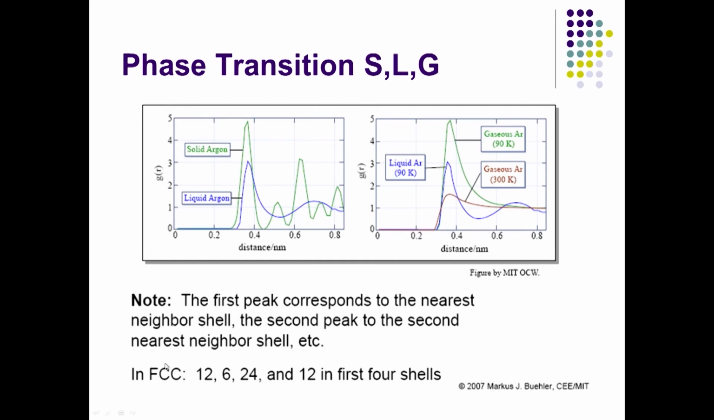If you look at FCC, it is 12, 6, 24 and 12 in the first 4 shells. That is represented here for FCC: 12 particles in the first shell, the second one is 6 particles, the third one is 24 particles. As you know, there is a broadening of the peak here, and the fourth one is 12 particles again. But as you go to the liquid phase, all of that is destroyed, and in the gaseous phase there is absolutely no memory of the nearest neighbors. So, I think this shows you a very important factor which you can also calculate using neutron scattering.